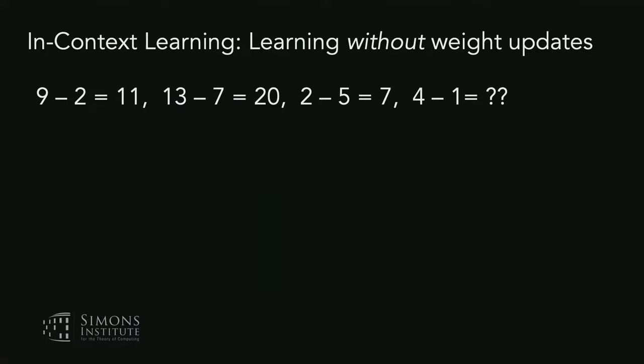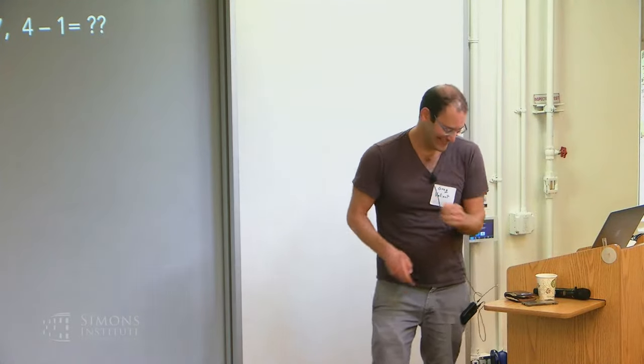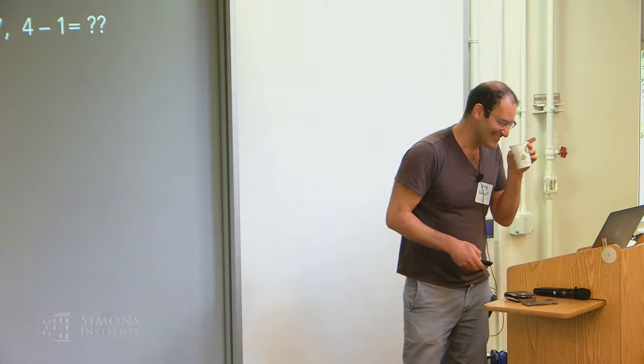But think of this example. I say 9 minus 2 equals 11, 13 minus 7 equals 20, and so on. What's 4 minus 1? 5. Right. So in this case, you've learned that by minus, I actually mean plus. Most people can do this okay. Maybe the very best language models can do this. Abraham Lincoln said that if you call a tail a leg, the dog still has four legs.